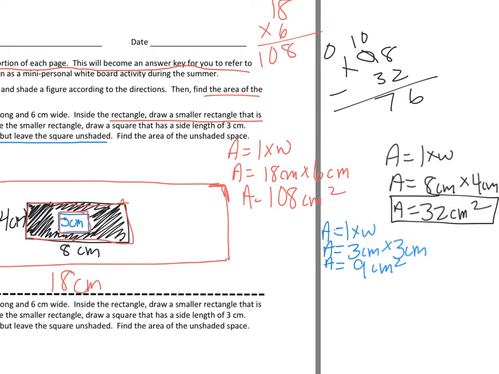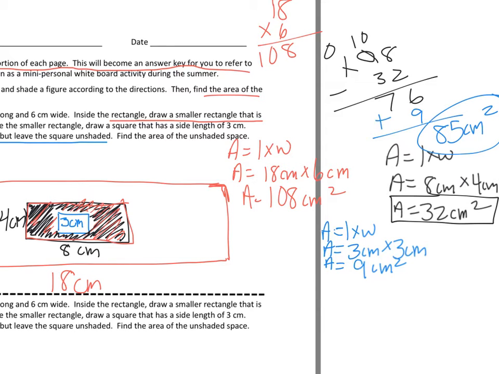Because right now I've only found the area of the big rectangle minus this entire part. But I don't want that. What I want to do is make sure that I still have that part there in blue. So I'm going to add it back in. And I'm going to get 85 centimeters squared. That's the area of the unshaded part.